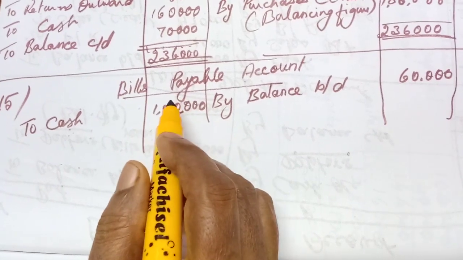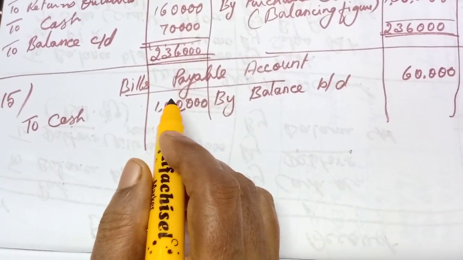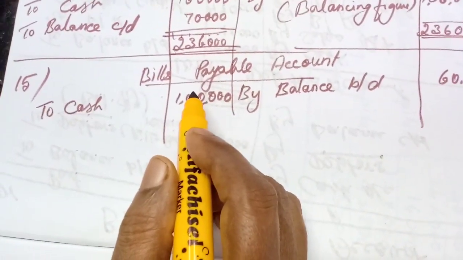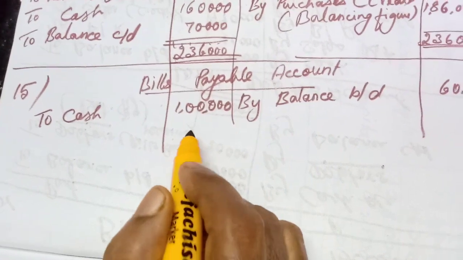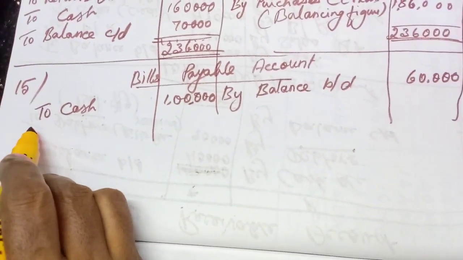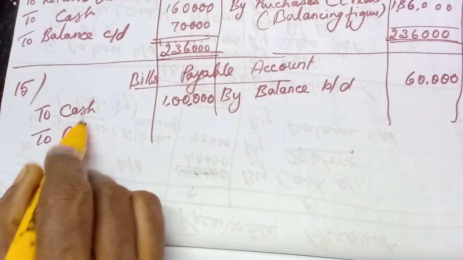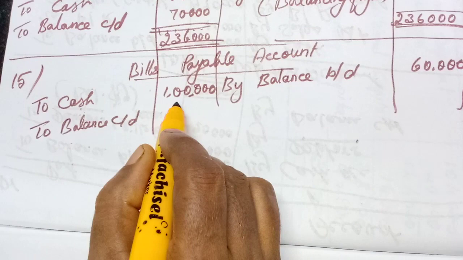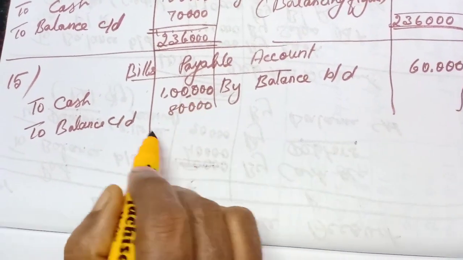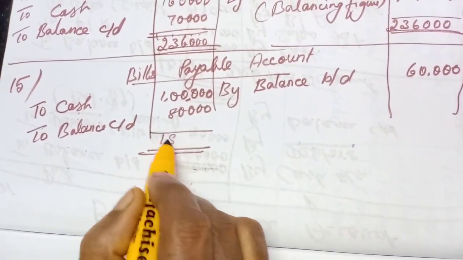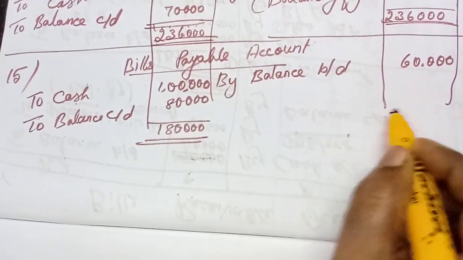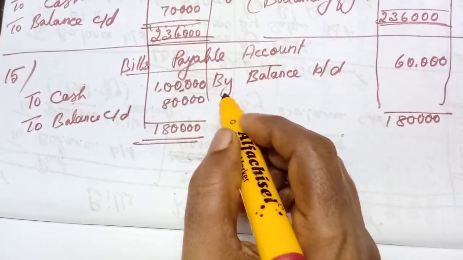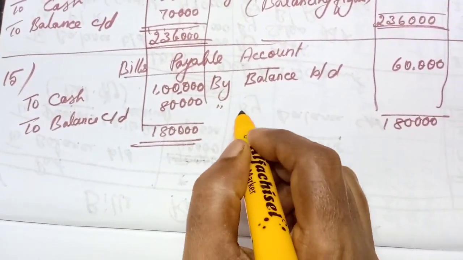Purchase returns will not come here. Cash purchases also will not be there, and creditors no. Then the last one, closing balance, bills payable. So bills payable closing we write on the debit side, to balance carried down. What is the amount? 80,000. Now we should balance the account. 1,80,000, you write on both sides. The difference amount will be the bills accepted. In bracket you can write bills accepted.